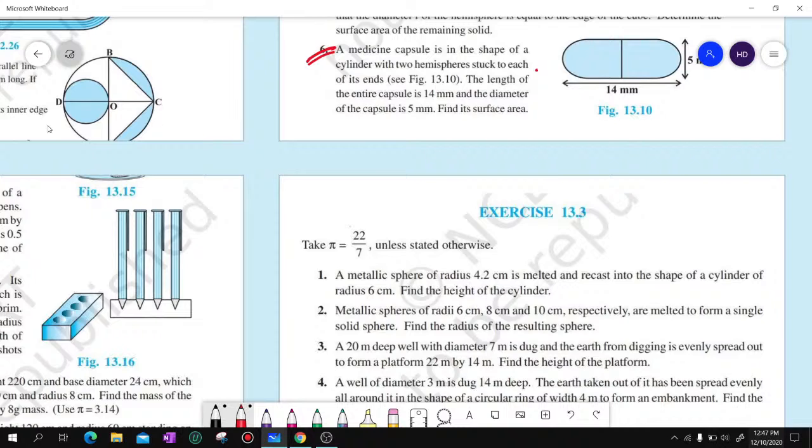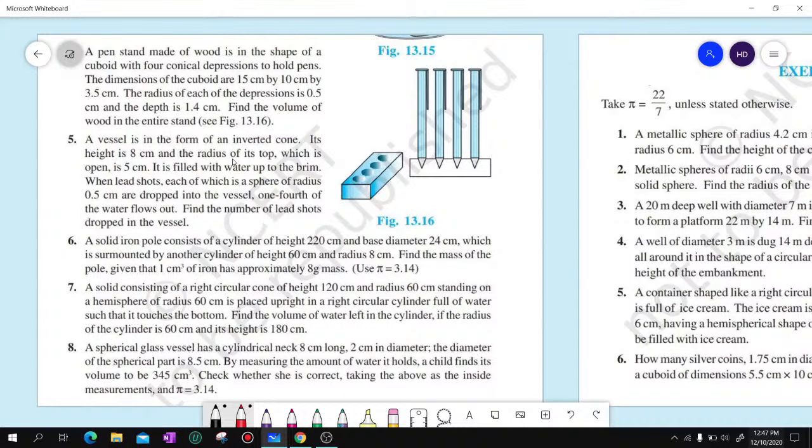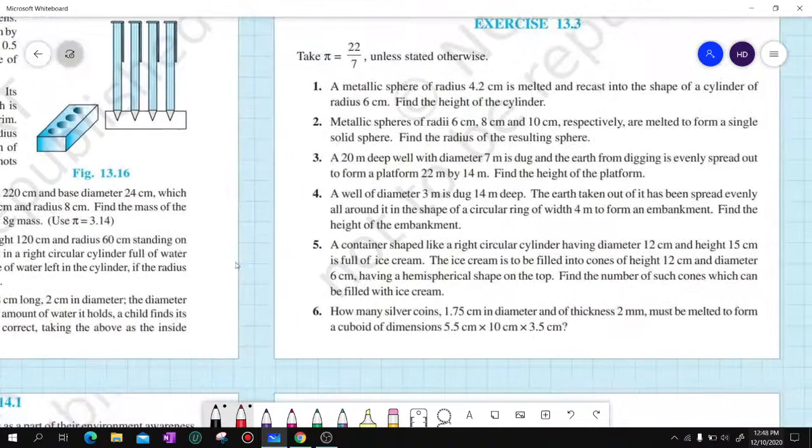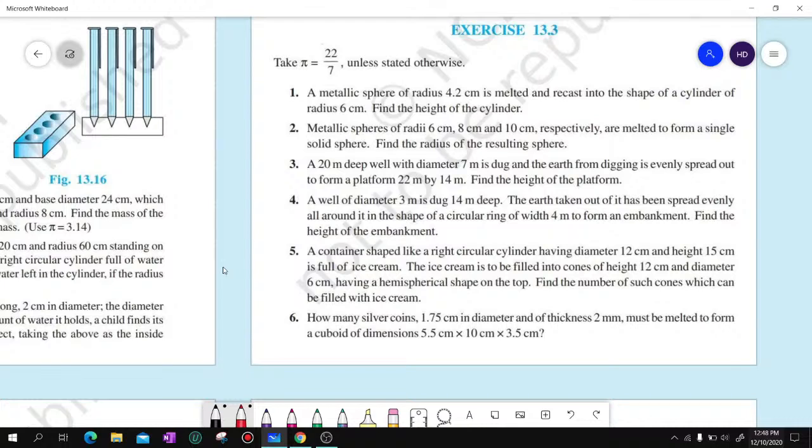And similarly this pen stand question is also important. When you move to the other exercise, 2 or 3 spheres are joined like this. This question is very important, 100% chance. And the deep well question, and the ring question. So these three questions are important, and sometimes they may ask you the silver coin question also.